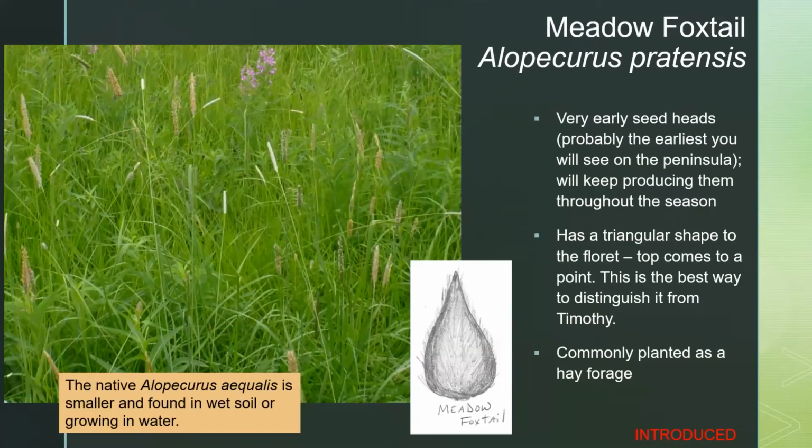So this Alopecurus, meadow foxtail, excuse me, has very early seed heads. So this is one that we see around Homer, and it'll seed out along the roadsides in May. That's why a lot of the hay producers like it, especially at higher elevations down here in Homer. It's been planted for their hay field. There is a native Alopecurus as well. It's found in wet soils or even growing in water. It's quite a bit smaller, and I think you'd recognize that it's not the same thing if you saw it.